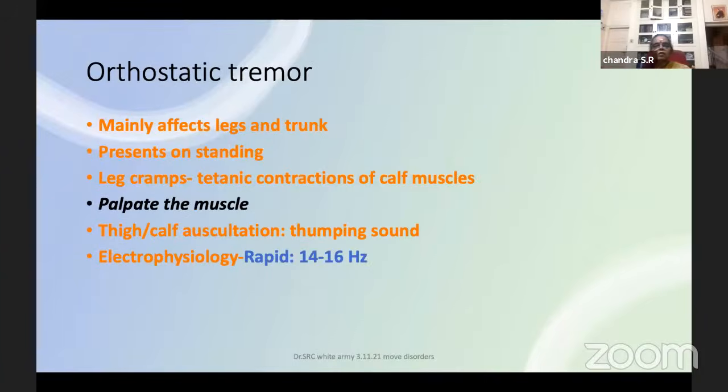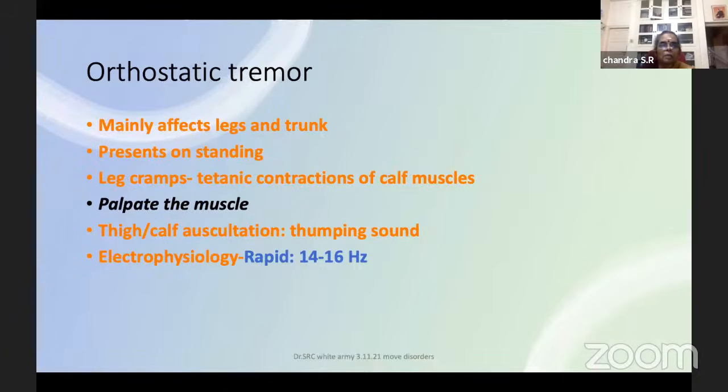So next is the orthostatic tremor. So what is orthostatic tremor? It mainly affects the legs and the trunk. It is present on standing. When you are standing, it becomes manifest. And a patient may tell about leg cramps. Patient may say, I'm getting leg cramps. And they can have tetanic contraction of the calf muscle. So when they start standing, you may think it is not organic if you do not know that.